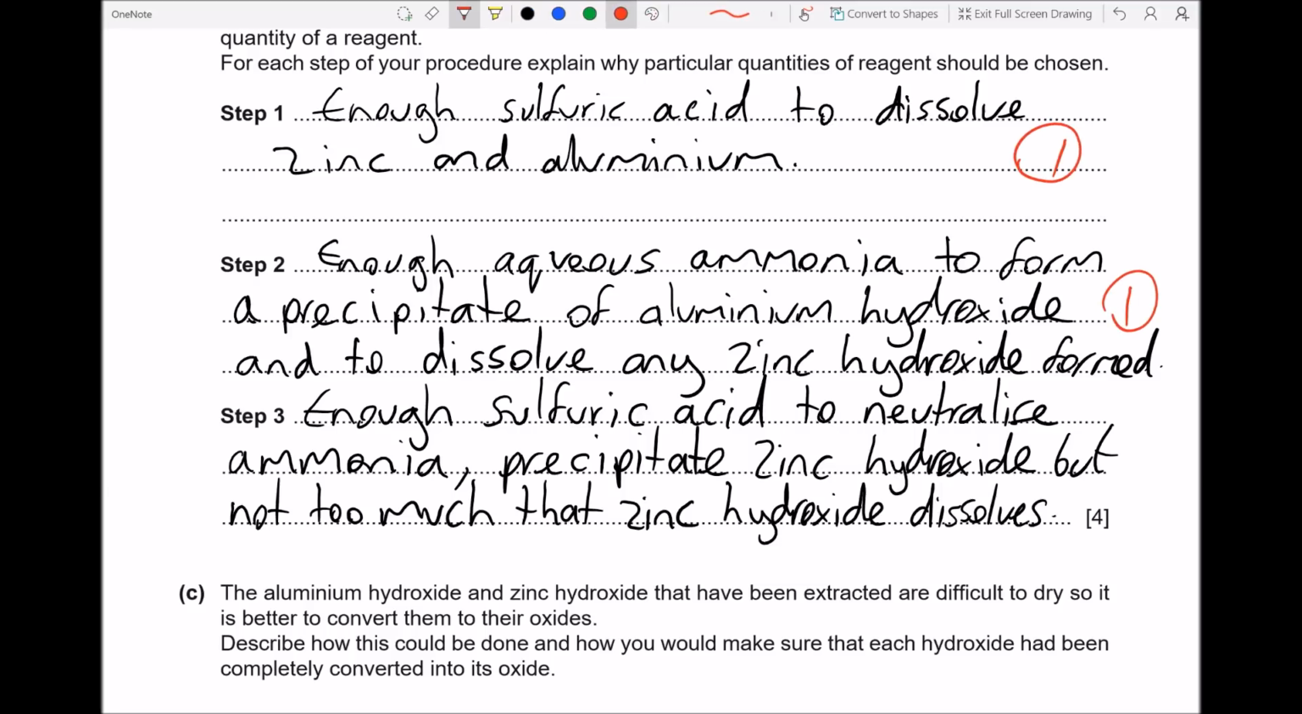We get 1 mark for saying that we need enough to neutralise the ammonia, but not too much so that the zinc hydroxide redissolves again. So you get 4 marks in total there. So, okay, not too bad.